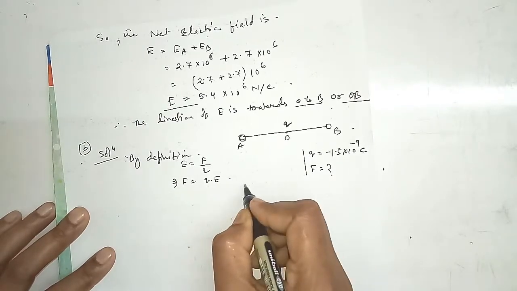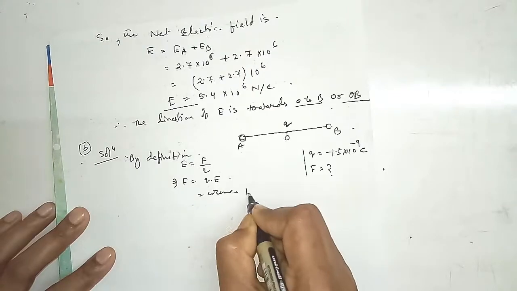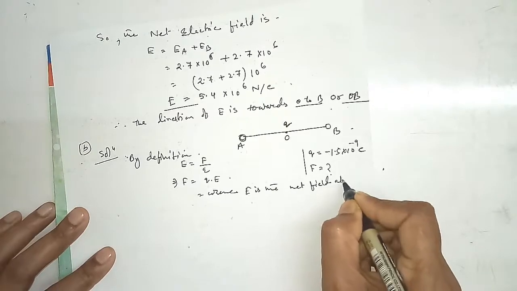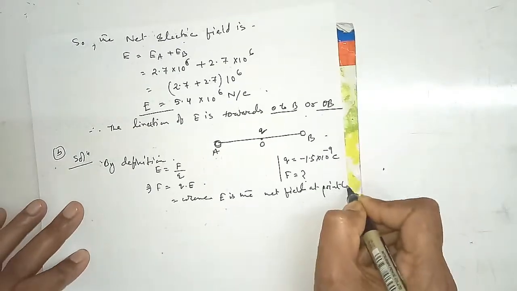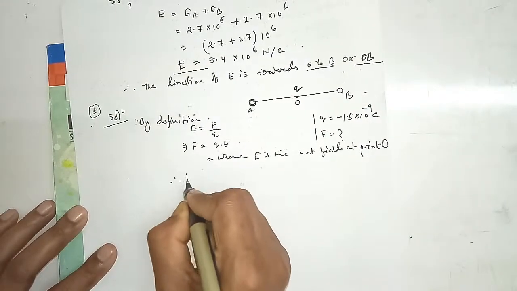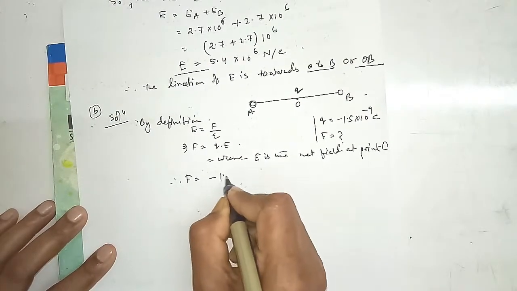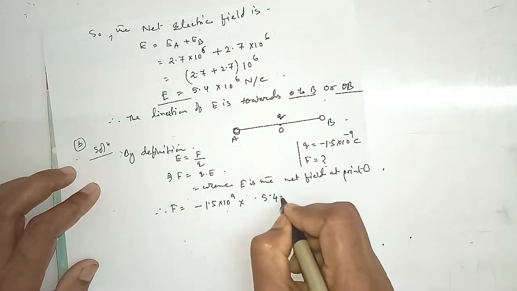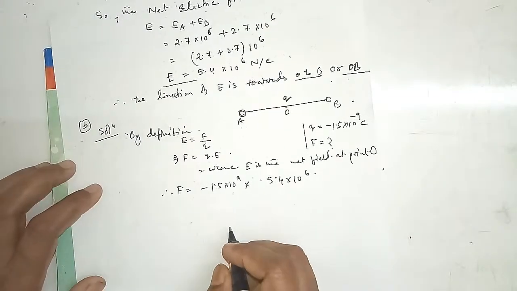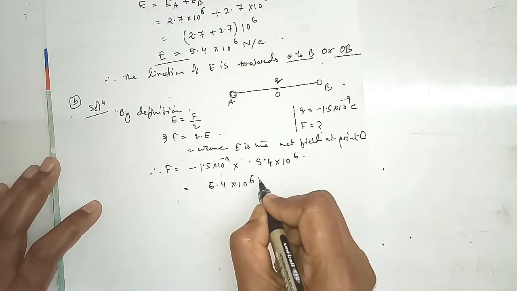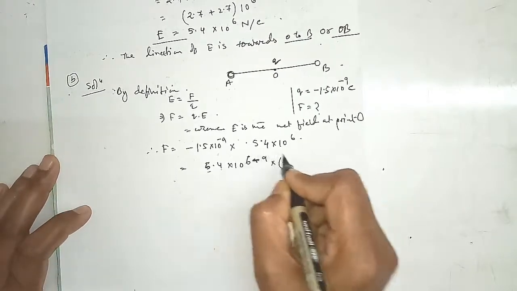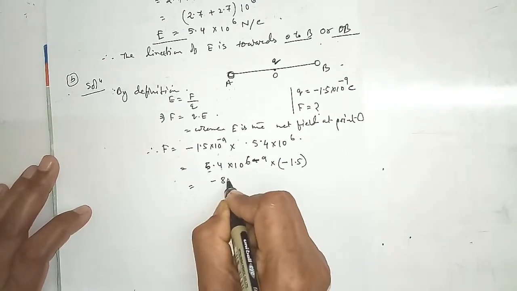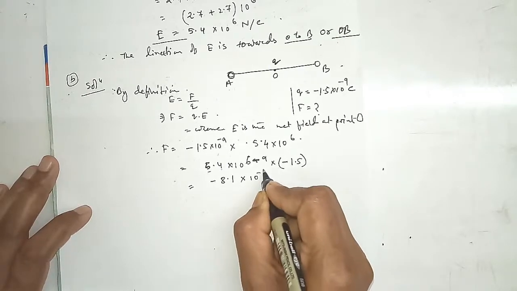Where E is the net field at point O. So therefore F equal to minus 1.5 into 10 to the power minus 9 into the value of E is 5.4 into 10 to the power 6. So from here we got that 5.4 into 10 to the power 6 minus 9 into minus 1.5. So minus 8.1 into 10 to the power minus 3 Newton.